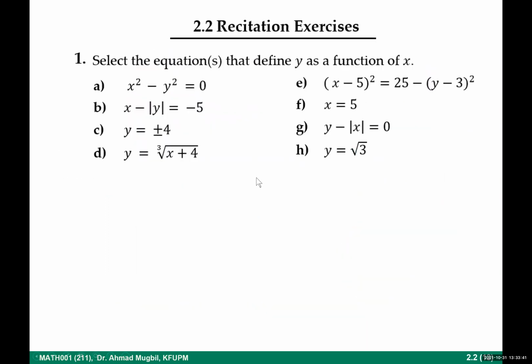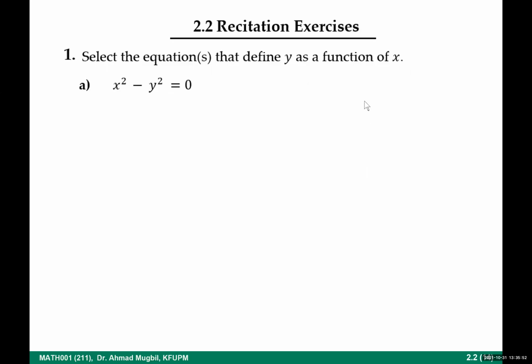So now I think it is time to practice. Do we have time? We have time for that. Now start, guys, select the equations. There might be one or more equations that define y as a function of x. Now you just need to say it is a function or it is not. Y is a function of x, or y is not a function of x. And why? Justify your answer. You have 8 equations here. Start, I will take the attendance.